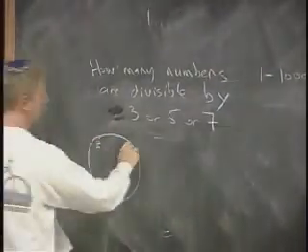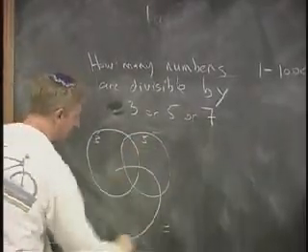Here are the numbers divisible by 3. Here are the numbers divisible by 5. And here are the numbers divisible by 7.